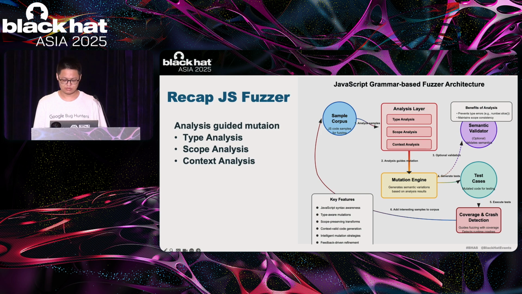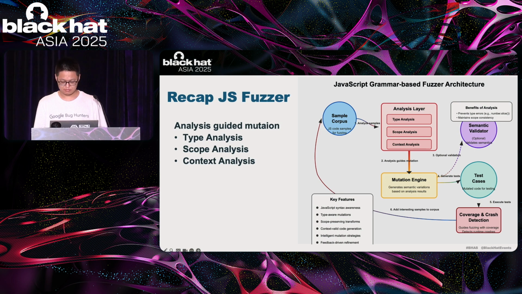To address this, we incorporated 3 key analysis techniques into our fuzzer's analysis layer. Type analysis, this helps track variable types. Scope analysis, this makes sure variables are used correctly in their lifecycle and visibility. Context analysis, this finds the right syntax or API calls for the execution environment. Making code generation more meaningful, this analysis result guides the mutation engine to create valid test cases.